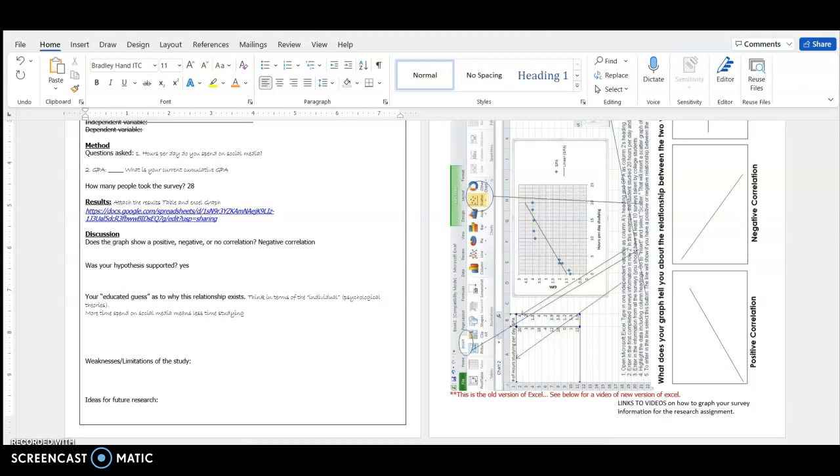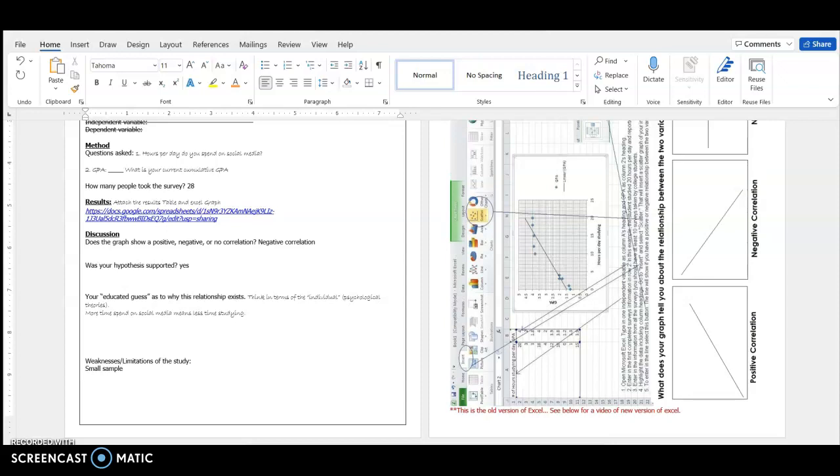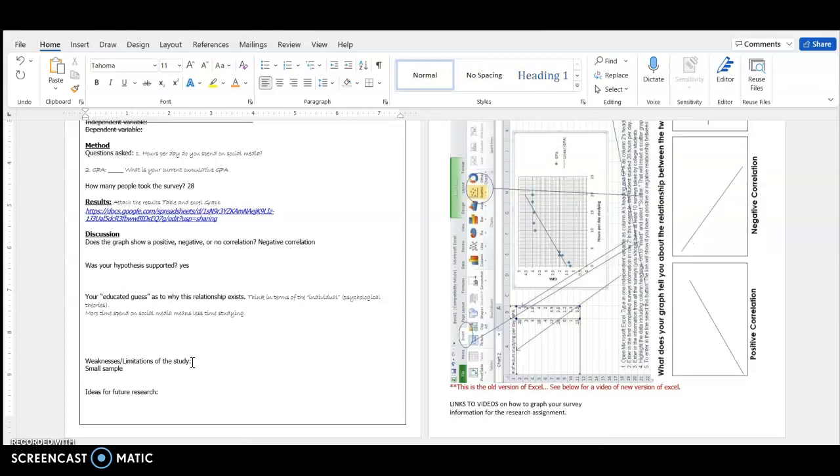I'm just throwing out some sort of idea, educated guess as to why maybe I'm seeing a negative correlation. What were some weaknesses and limitations of the study that we just did, this correlational study? Well, we had a small class, right? A small sample. There's only maybe 20-something people in our class. What are some other ones?